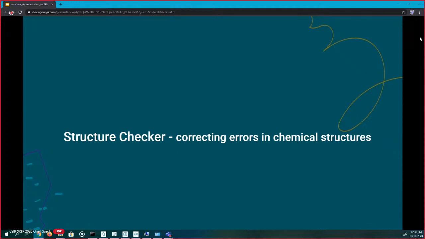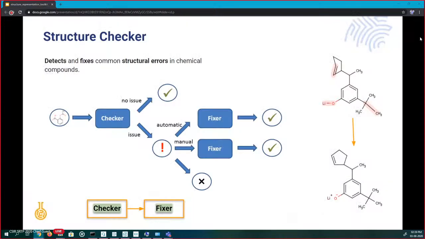Let me talk now about structure checkers, which are used for correcting errors in chemical structures. Structure checker is an interactive chemical validation tool that detects and fixes common structure errors in chemical compounds, which could be a potential source of problems for your later workflow. Besides the stereo, the preferred representation can also be fixed by a structure checker if needed. Structure checkers work with predefined checking options, and you can choose which ones should be considered when you run a check. Additionally, you can also define a fix to change the reported issue in the structure.